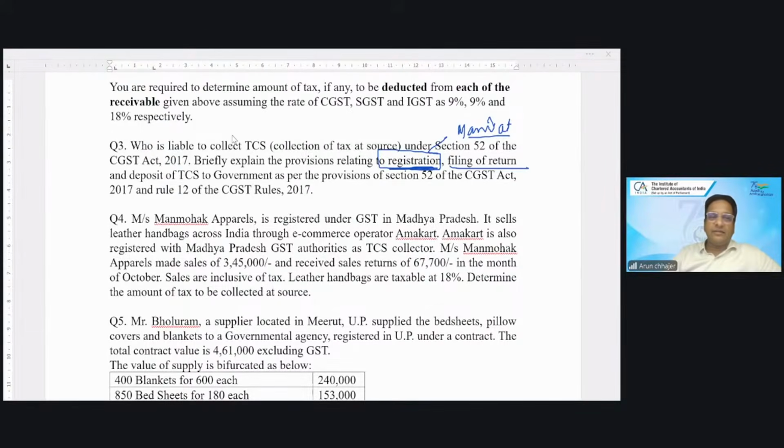Which return they need to file? Anyone can tell me? कौन सा return उनके लिए applicable होगा?